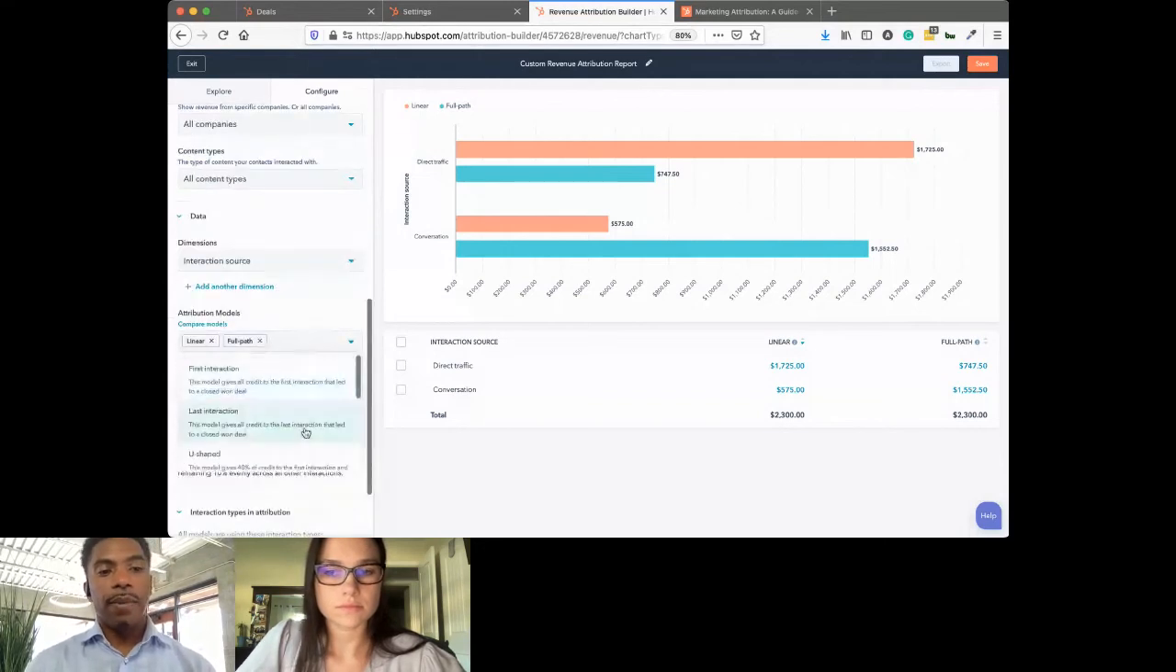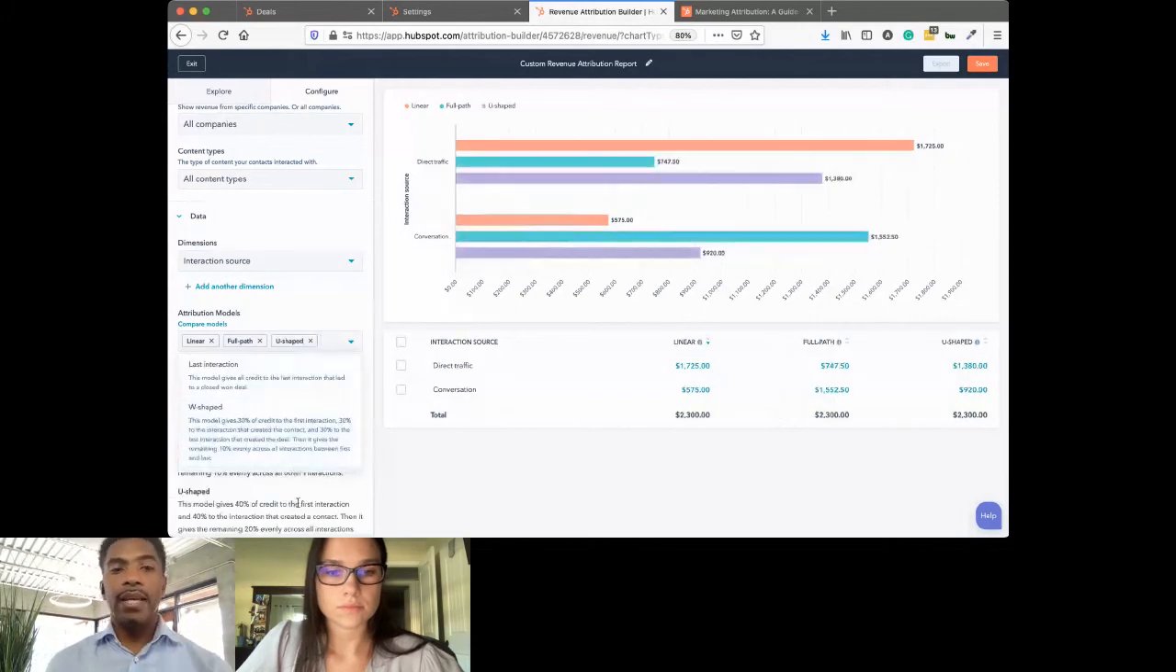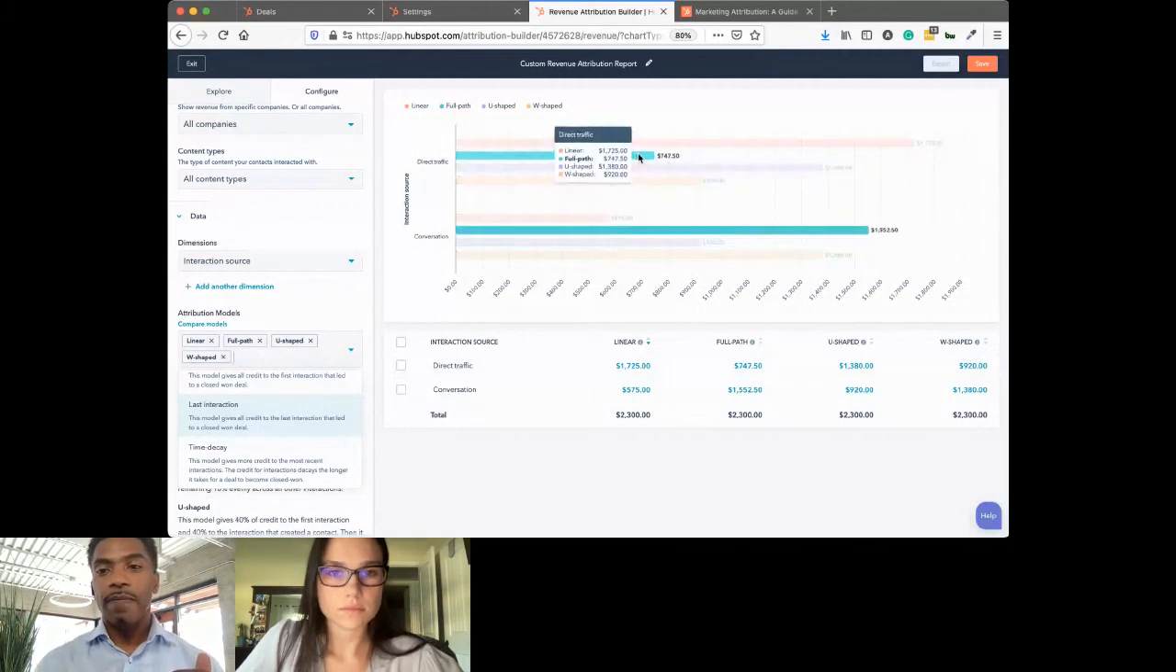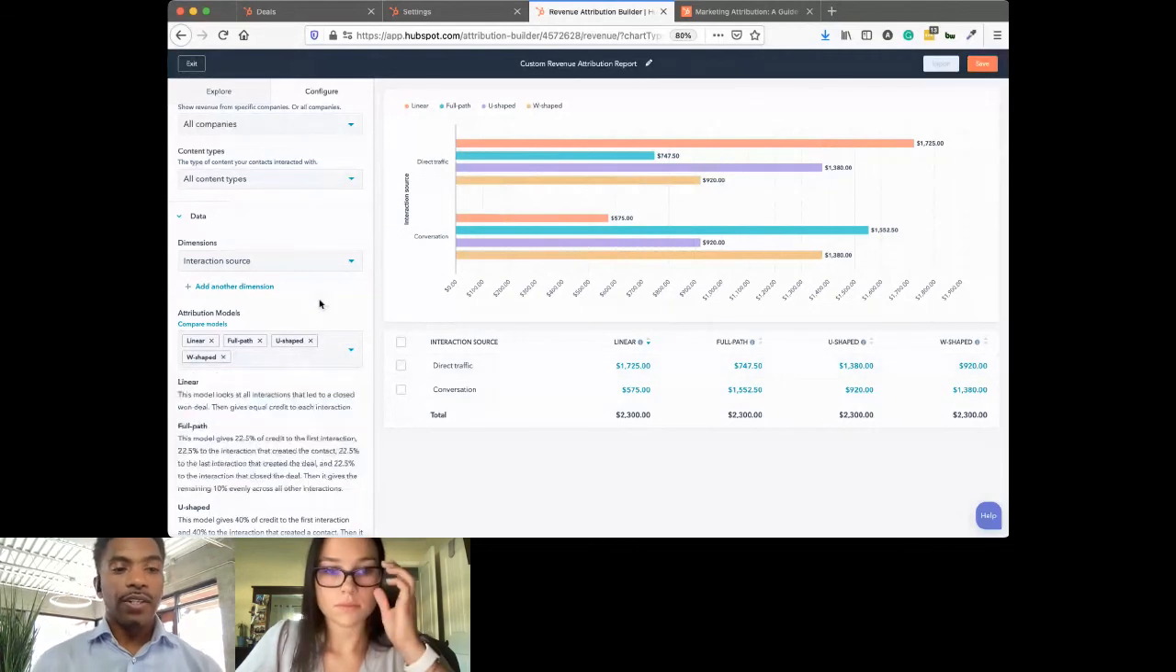And then you've got the different models. You can show different models on the same screen. So if you're like, hey, I want to see the difference between a U shape and a W shape against full path and linear, it'll show you them. I think this is a really good screen though, so you can see how much variance you could have between attribution, for example, full path here versus linear, pretty big differences in terms of how those things are illustrated.